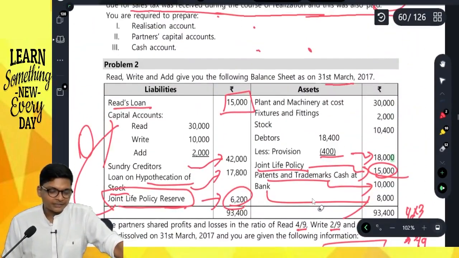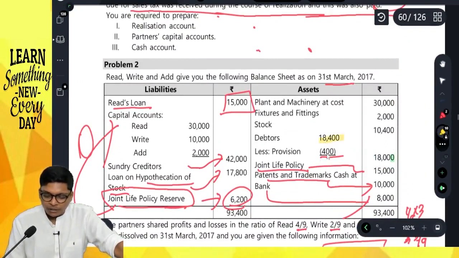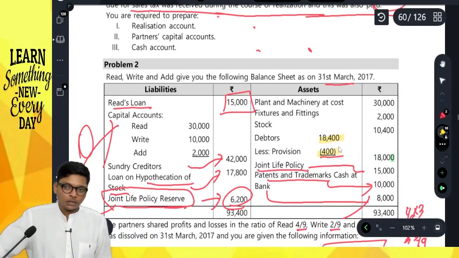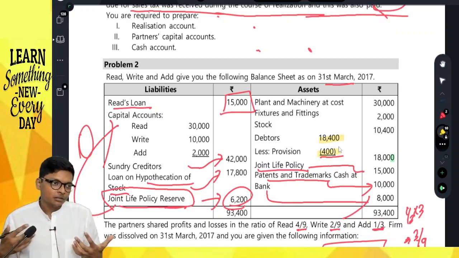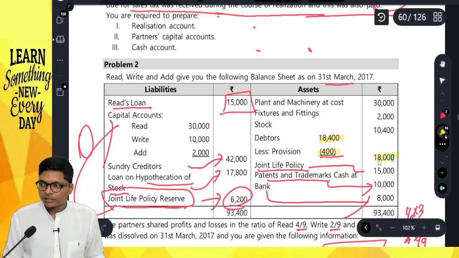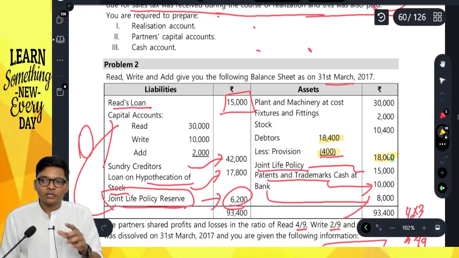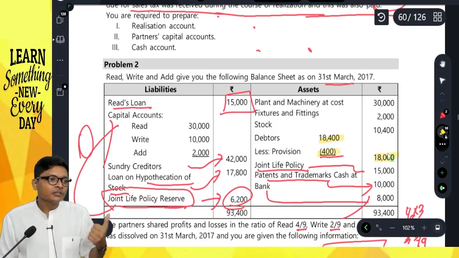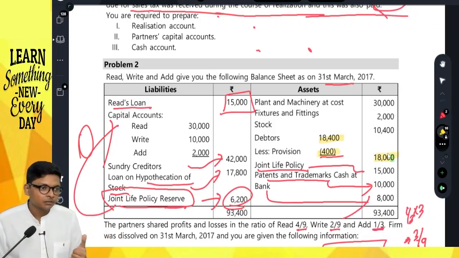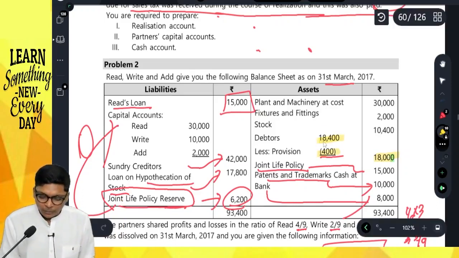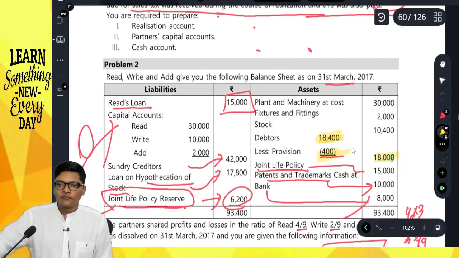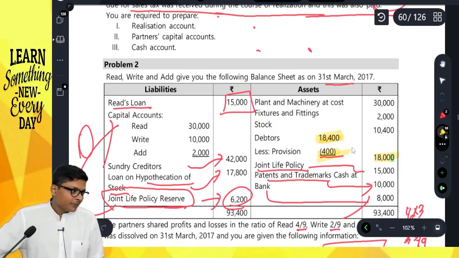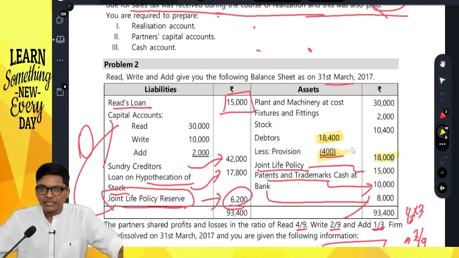You should tell me the answer. When I am transferring assets and liabilities, can I transfer net debtors as 18,000, or should I transfer 18,400 and 400 separately? The intention is to close the ledger. If you transfer 18,000, debtors will still have a closing balance of 400. The provision will still be a liability of 400. Correct? That means I have to transfer 18,400 and 400. So open the ledgers, guys, and start transferring.